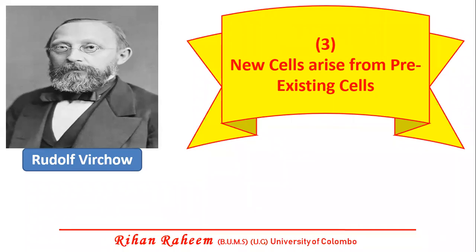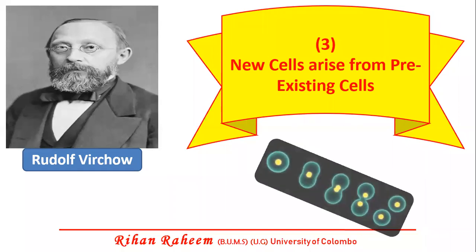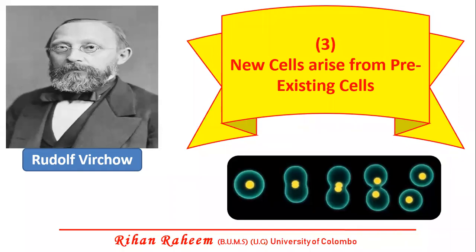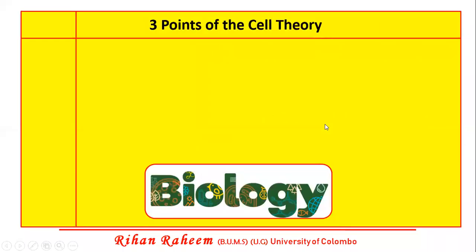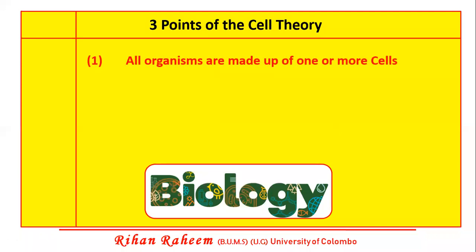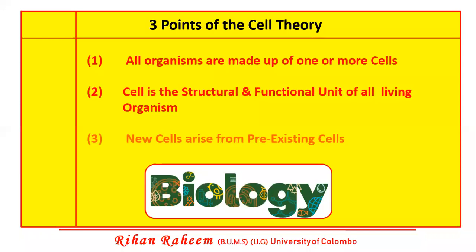Now these are the three main points of the cell theory. New cells arise from pre-existing cells. That is the third one. So please write it down. Normally I will send the tute. You can copy it down later or take a printout. But for now, you have to write something now.